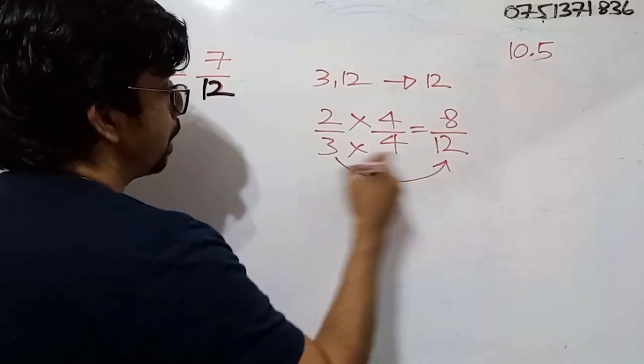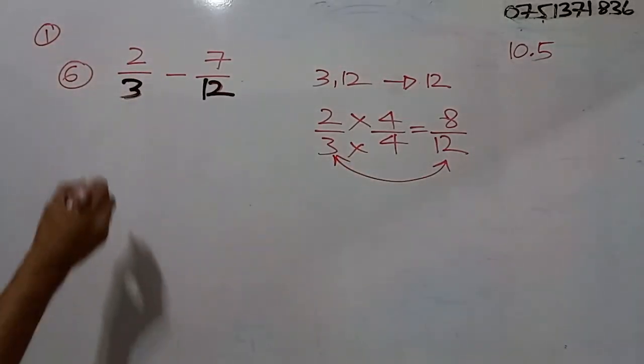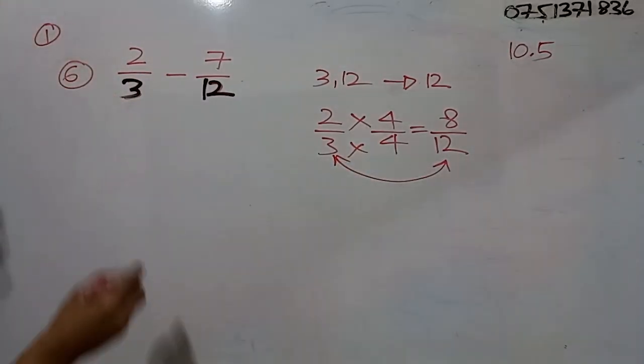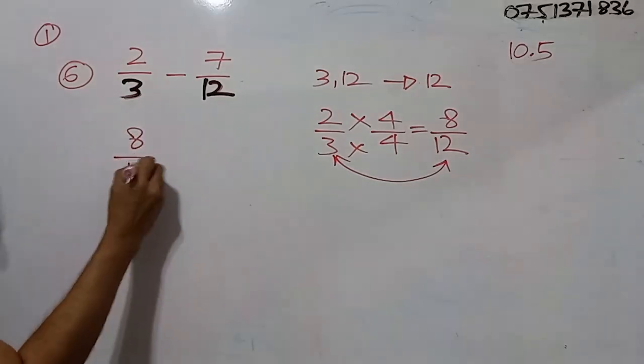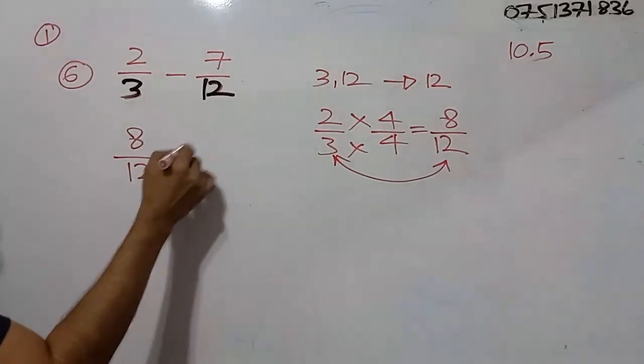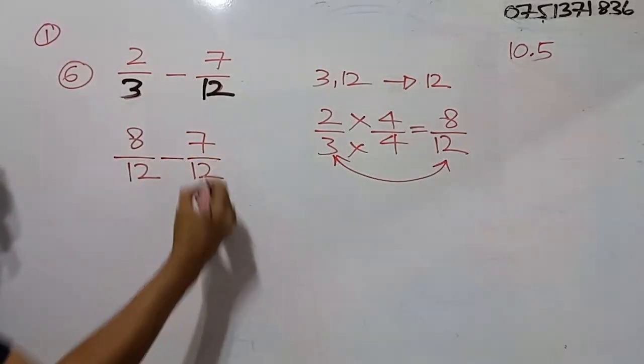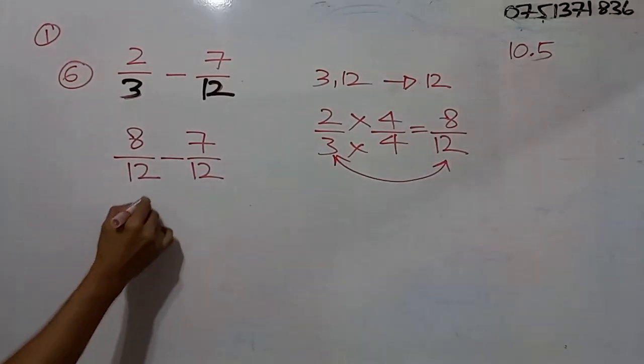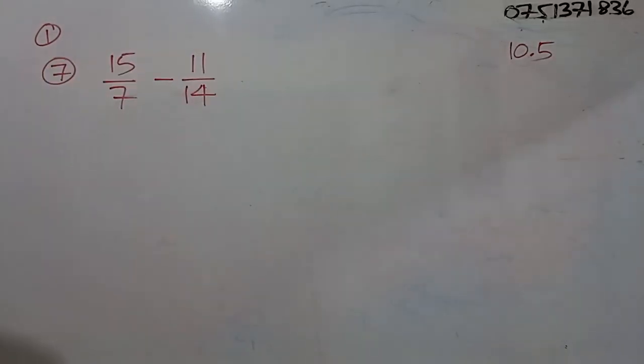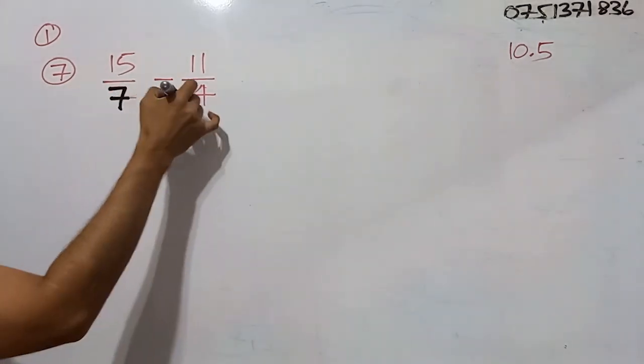Now these two fractions are what? Equivalent fractions. So now here, instead of 2 by 3, I can use what? 8 by 12 minus 7 by 12. Now what's the outcome of this? 1 by 12.